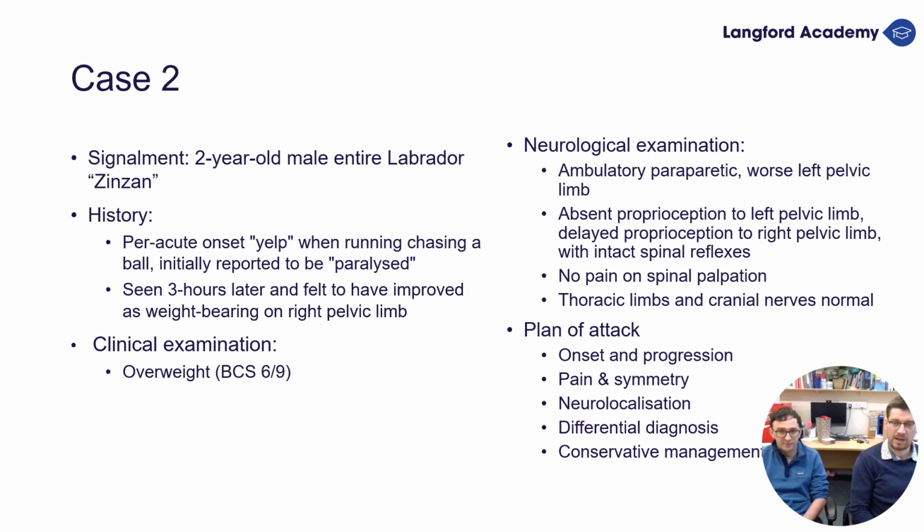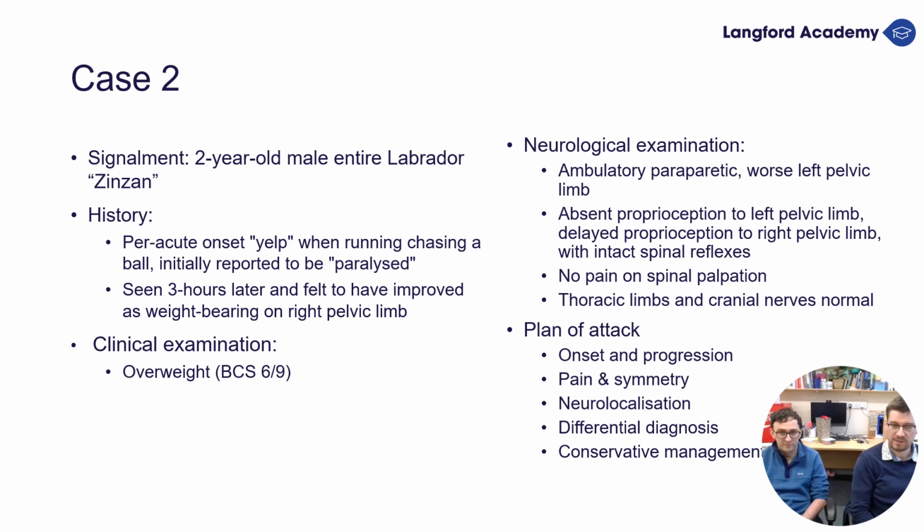On your neurological exam, you find that he's ambulatory paraparetic, but significantly worse in his left pelvic limb. He's got absent proprioception to the left pelvic limb, and it's delayed to his right. He's got intact spinal reflexes. You can't find any pain on spinal palpation, and his thoracic limbs and cranial nerves are normal.